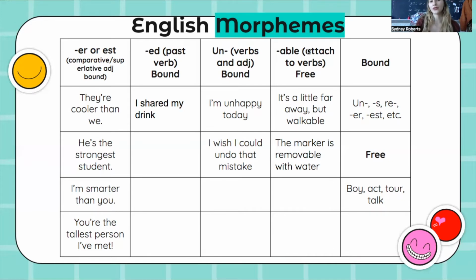And then we have bound versus free. You can see I explain these right here. These are bound morphemes because they cannot necessarily stand alone and have a meaning, whereas able is a free morpheme because able in and of itself is a word. And when we add it on to words, it can create new meanings. Some other examples of bound morphemes are the S affix or suffix, the RE prefix, ER, EST, and so forth. And then some free ones that we can tack onto words are things like boy, act, tour, talk, all that good stuff.